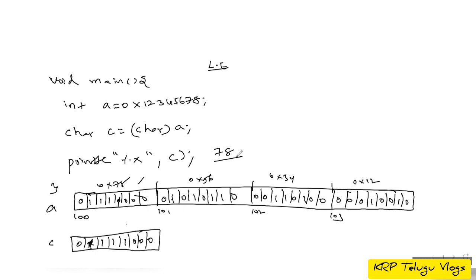Clear, sir? Percentage x will print the hexadecimal value. So it prints 78. Is that clear? Understood? Yes, sir. Clear or not?